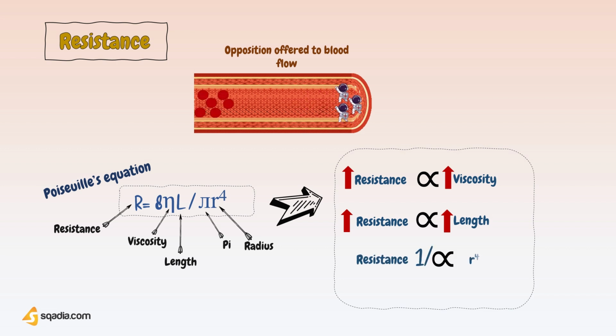But resistance is inversely proportional to the 4th power of the vessel radius. That means if the radius of the vessel is larger, the resistance will be lesser, and vice versa. This relationship is powerful. For example, if blood vessel radius decreases by a factor of 2, then resistance increases by a factor of 16, and blood flow accordingly decreases by a factor of 16. So, all these factors directly affect the resistance, and so indirectly affect the hemodynamics.